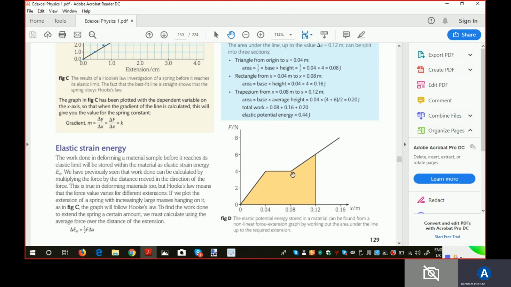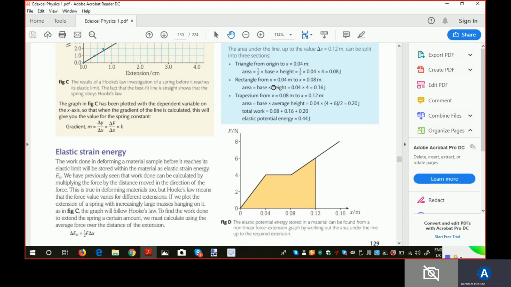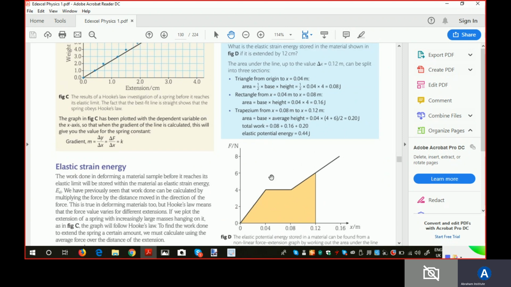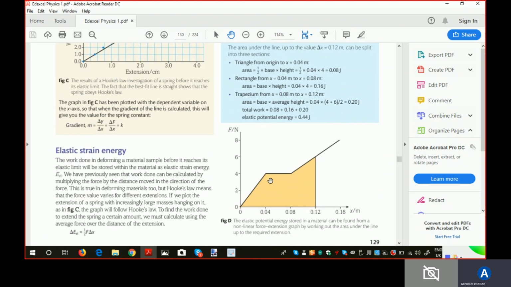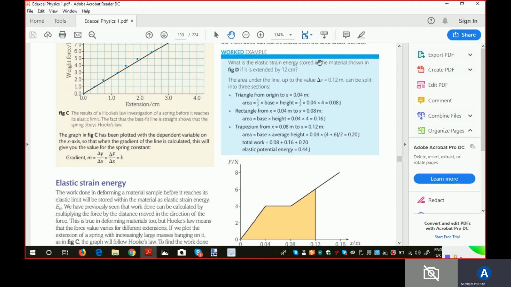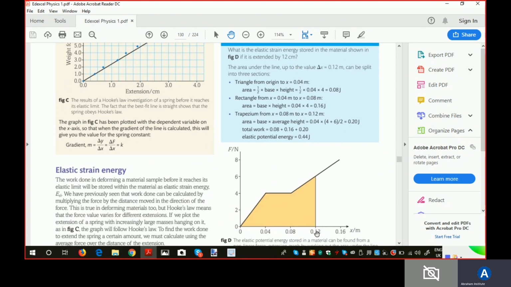So we can consider this part as a trapezium, and we can use the formula for trapezium, and also here, this part is also a trapezium. So that's what they are doing. They are finding the area of the trapeziums, and that will give you the energy stored in the material when it is extended by 12 centimeters.